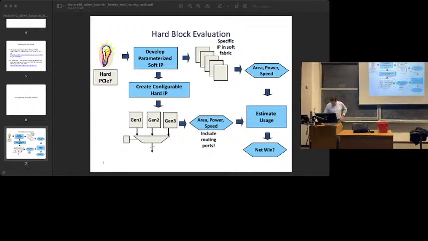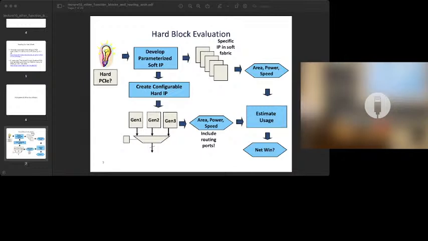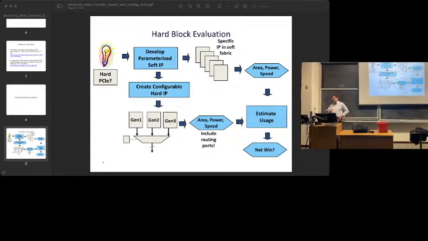Now you have area, power, and speed of your hard and your soft version, and you have to estimate usage. With the soft version, if somebody doesn't use it, it costs them nothing. They just use the device to do other things. With the hard version, if somebody doesn't use it, it costs them the same in terms of area. So something that's used 90% of the time is relatively easy to justify hardening. Something that's used 5% of the time is going to be extremely hard, even if the gains are huge, because for 95% of your customer base it's just dead weight. And then you decide if it's a net win.